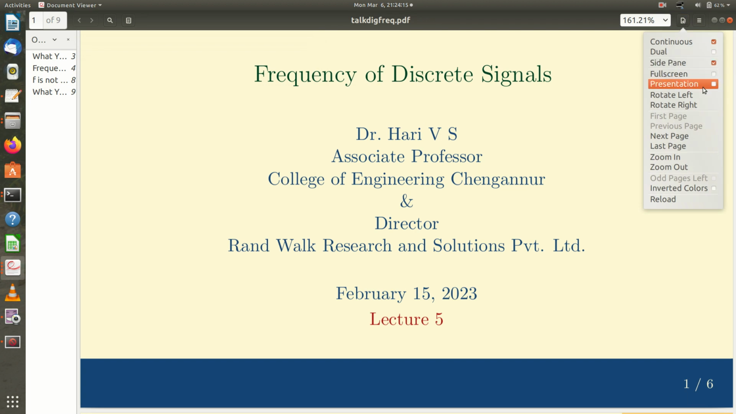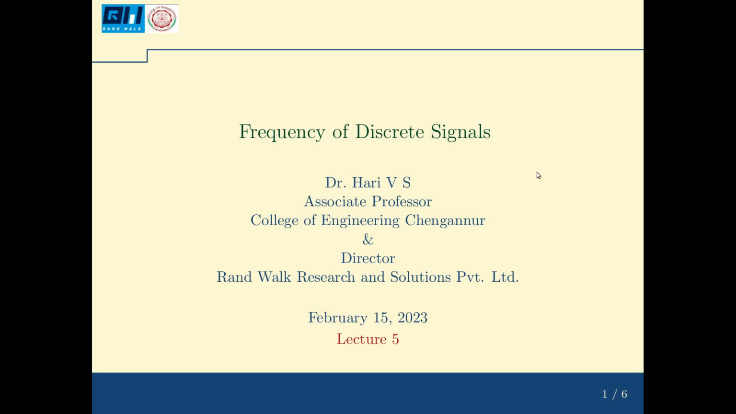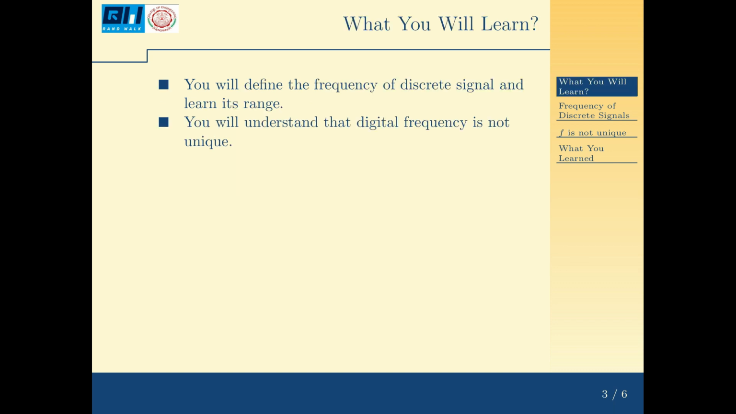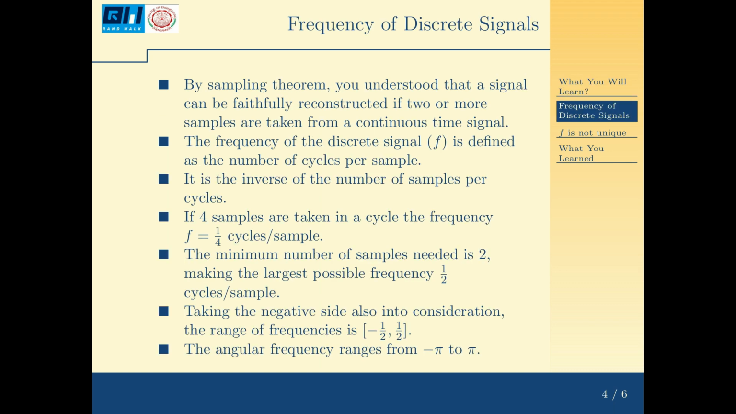In this video, we understand the meaning of the frequency of discrete signals. The contents of today's presentation are your learning outcomes, then the frequency of discrete signals, and then we understand that the frequency of discrete signals is not unique, then the summary of understanding. So what you will learn is to define the frequency of a discrete time signal and learn its range. Then you will understand that the digital frequency is not unique. I mean, the frequency of a discrete time signal or digital signal is not unique.